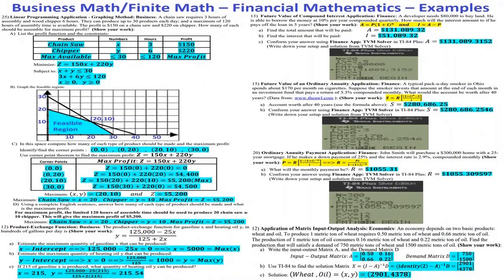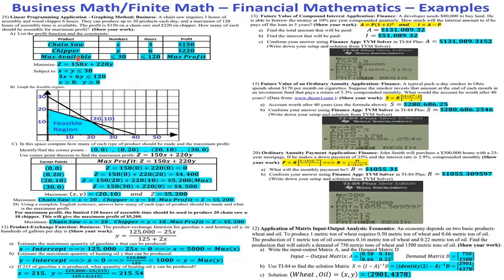Okay, then I have here business math, financial mathematics examples. So this is linear programming using the graphic method. You have two kinds of product, chainsaw and chipper. The chainsaw is X, the chipper is Y. The hours are 3 and 6. The profit for the chainsaw is 150 and for the chipper is 220.